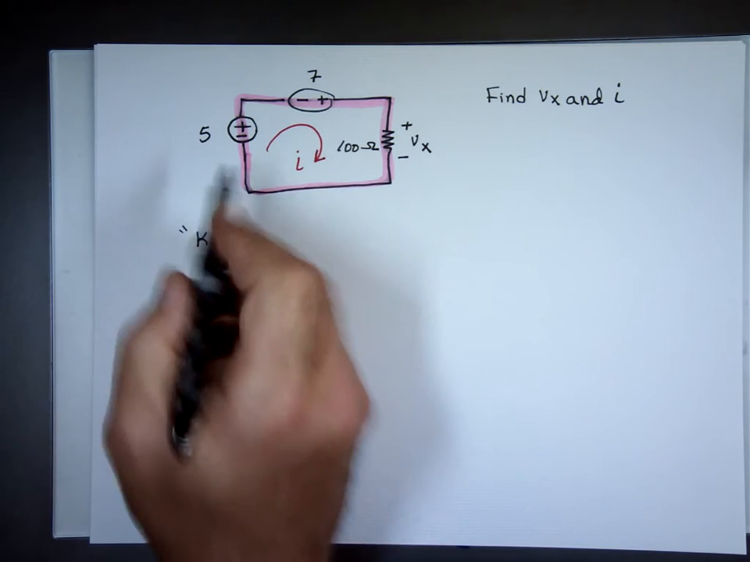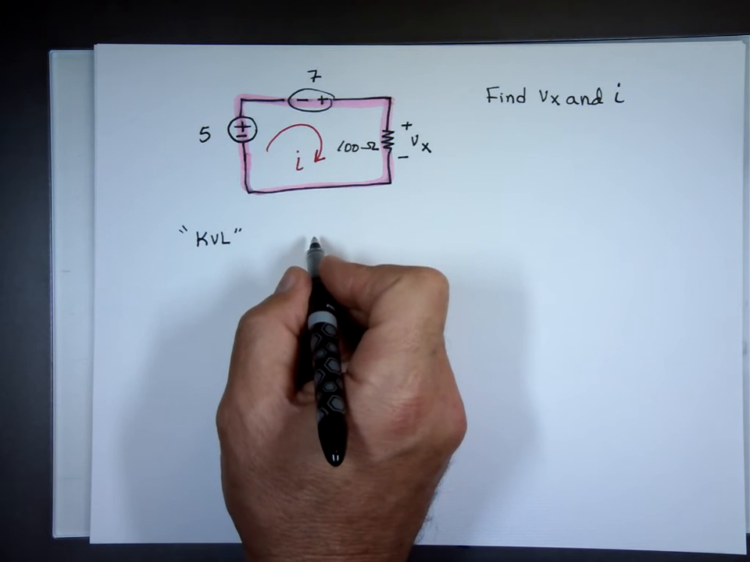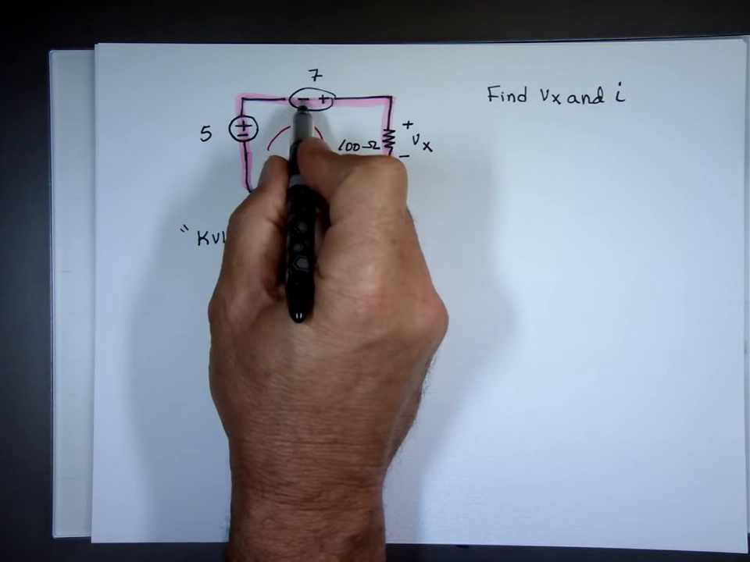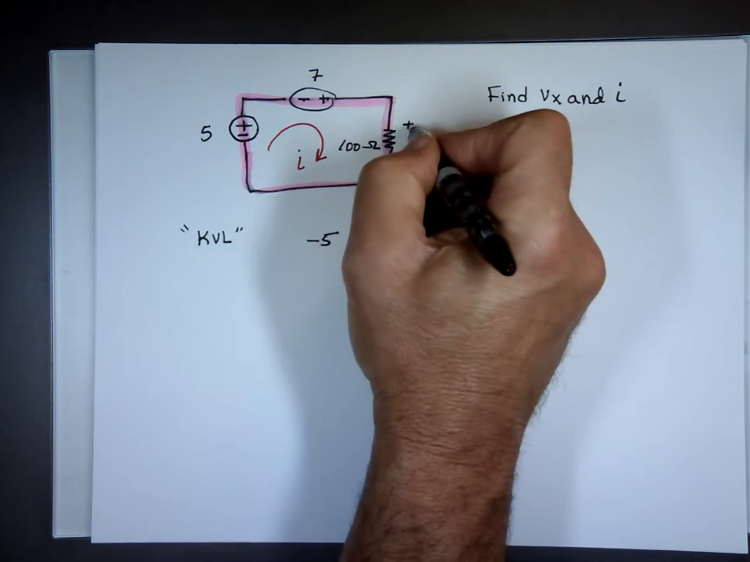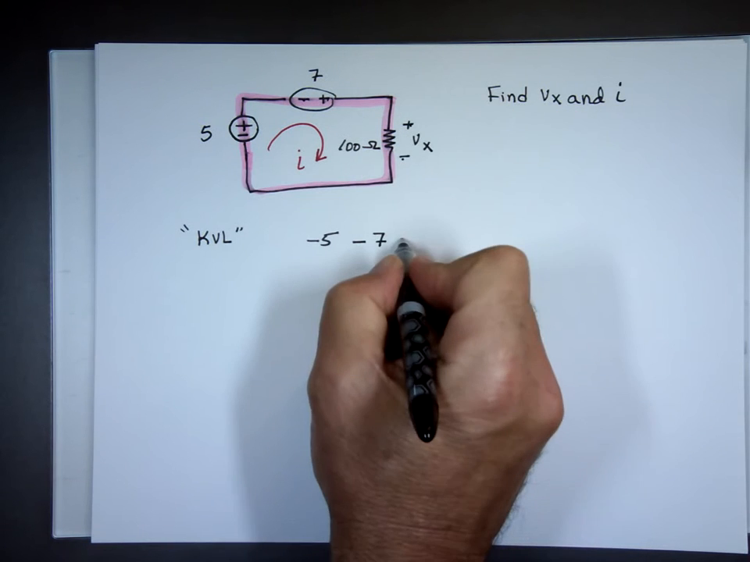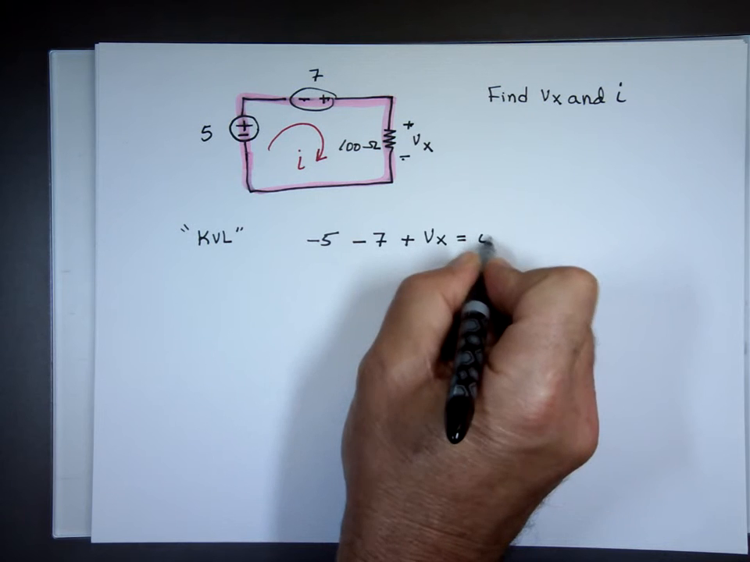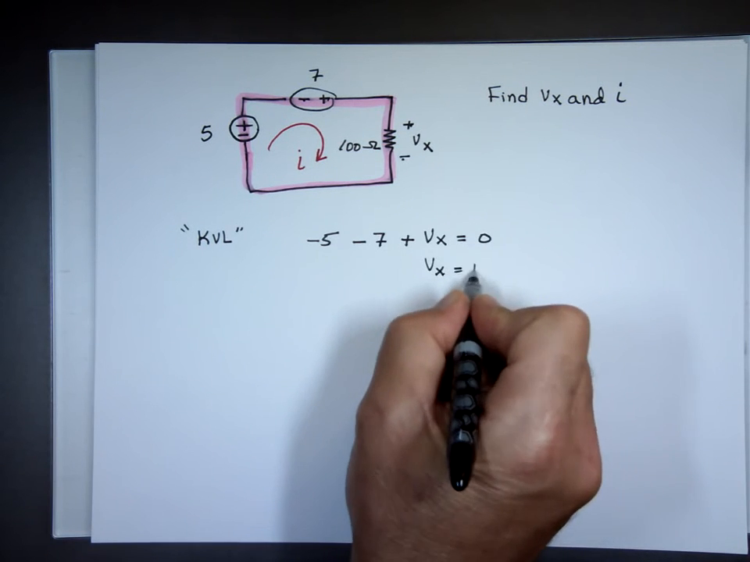So I'm entering the minus to plus. What do you want to call that? Positive or negative? Negative 5. I'm entering the minus to plus. That's what? Negative 7. I'm entering the plus to minus. That's what? Positive Vx is equal to what? 0. So what's Vx equal to? 12 volts.